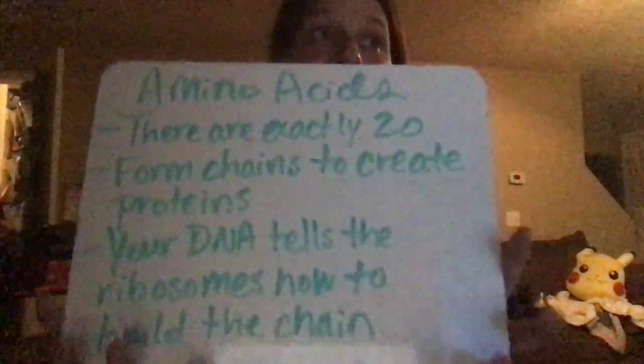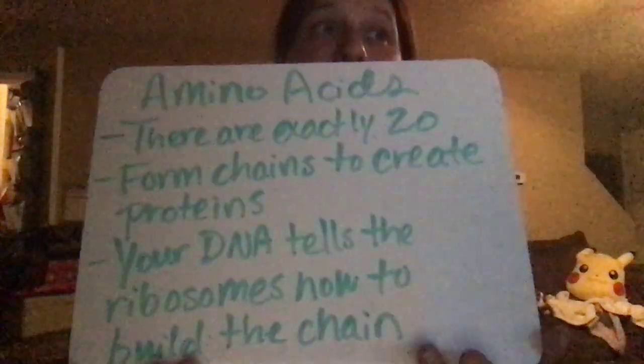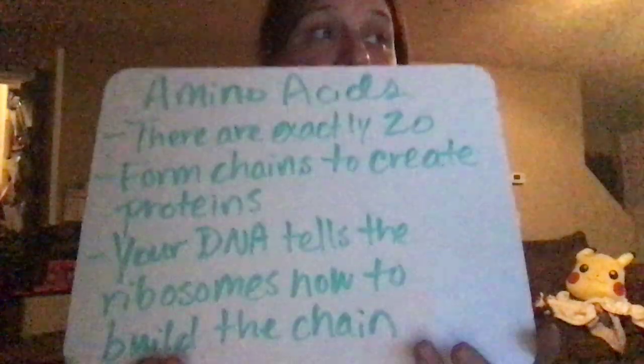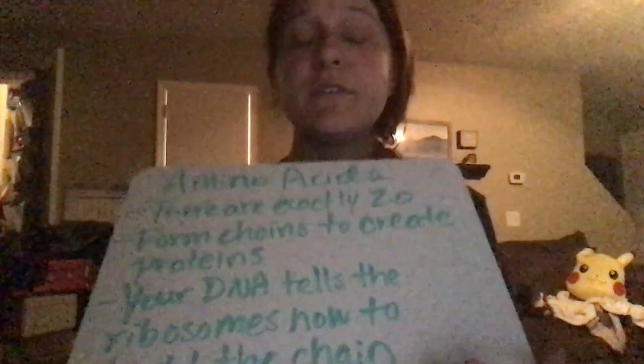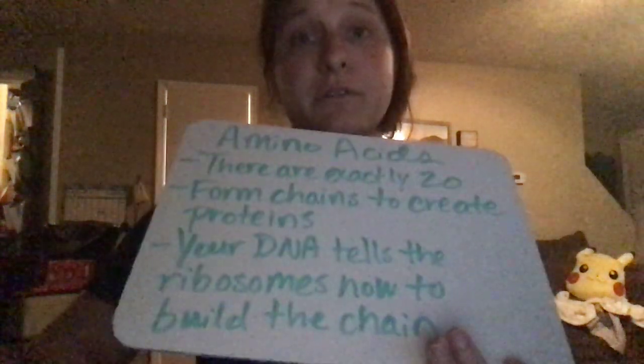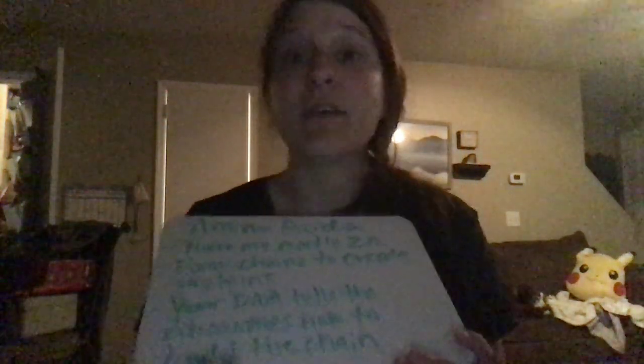Next one is amino acids. Probably never heard of these before. Amino acids, there's exactly 20 of them, okay? They form chains to create proteins. So proteins are important for lots of things. They perform basically all the jobs in your cell, well, a whole lot of them. And in order to do these jobs, you have to create these proteins. And to create these proteins, you put these amino acids together.